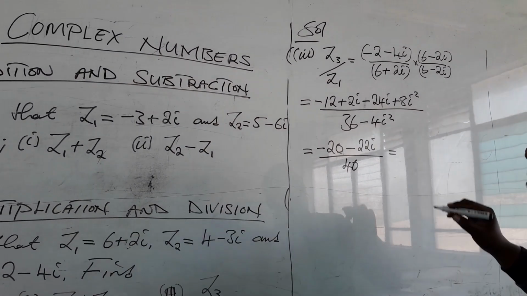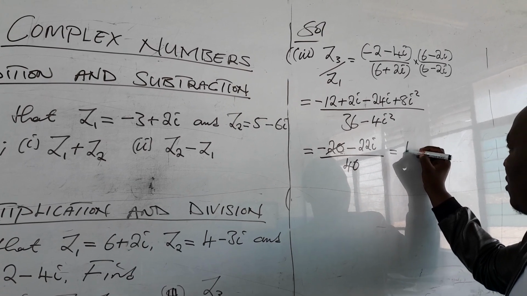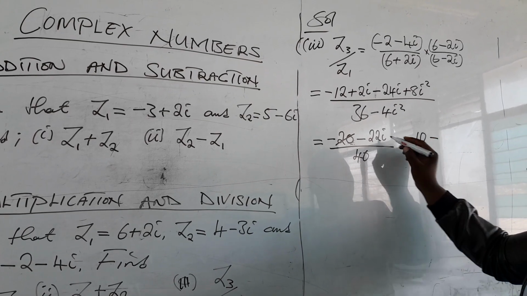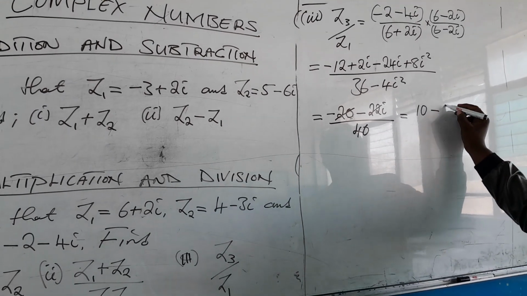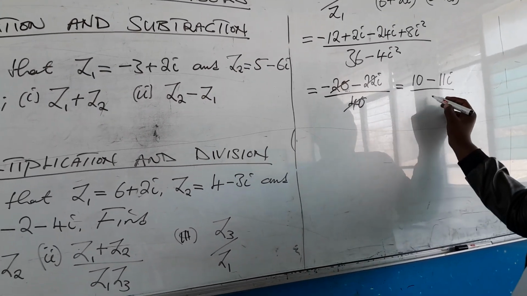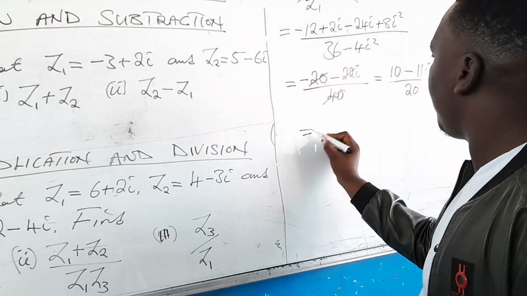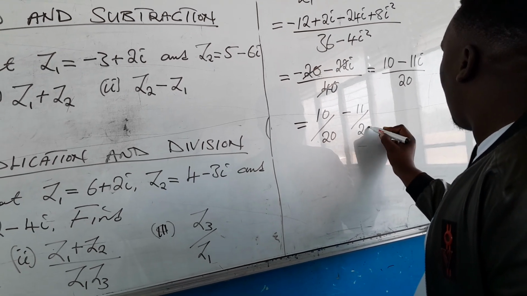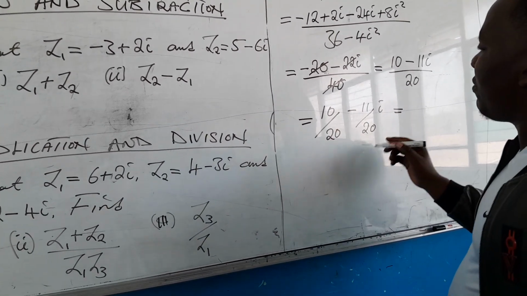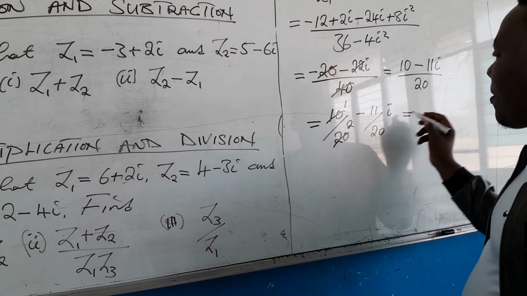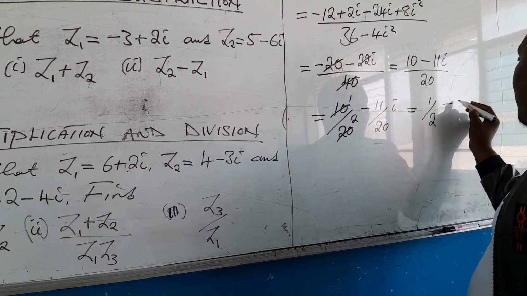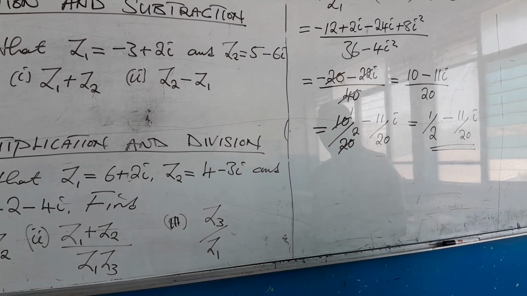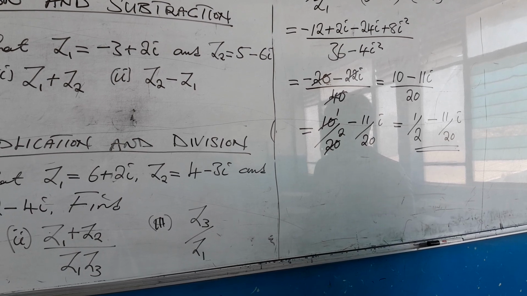So this is equal to 2 can go here 10 times. Minus 2 can go here 11 times. And 2 can go here 20 times. So this can be written as the real part is 10 over 20 minus 11 over 20i. This can also be simplified. 10 here is 1, 10 here is 2. So this is 1 over 2 minus 11 over 20i. That is how you multiply and divide complex numbers.